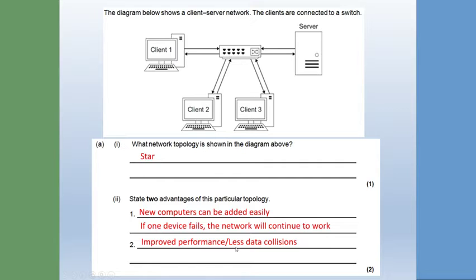There's improved performance. There's less data collisions. Okay, so the switch will handle the transfer of the data to make sure it gets to where it needs to go. And data is only sent to the intended device. So client 3 is sending an email to client 1. It will only go to client 1. It won't go to the server or to client 2. Okay, so there's 4 points there, and you only need 2. Okay.